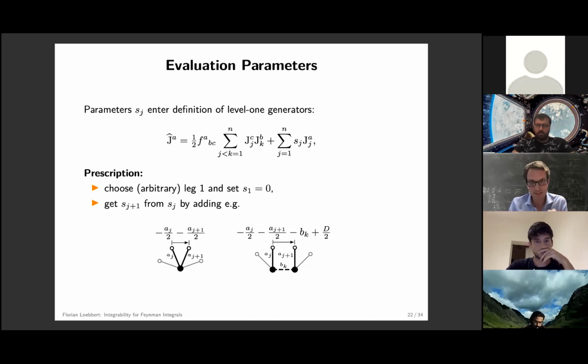So we fixed these particular evaluation parameters which work for the regular tilings, but don't give an invariance for the irregular graphs.